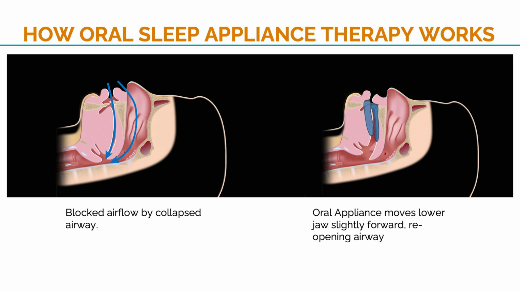In this picture, you can see an oral appliance in a person's mouth while they are sleeping. Notice how the appliance holds the jaw in a neutral to slightly forward position. This positioning of the jaw allows the airway to be completely open while a person is sleeping.